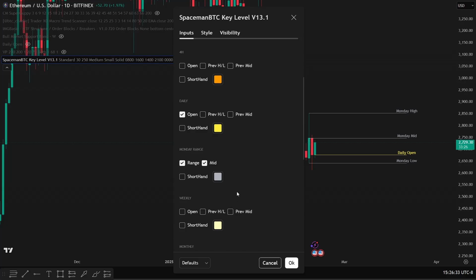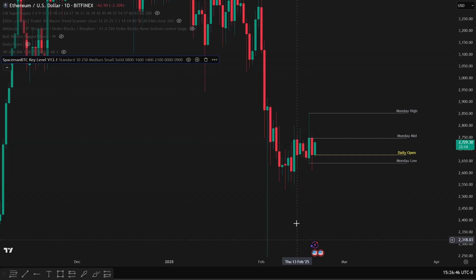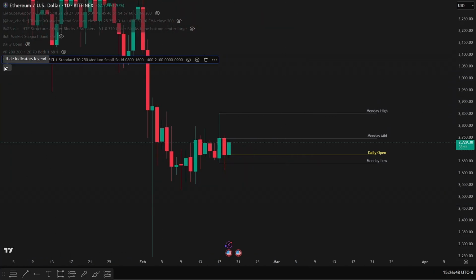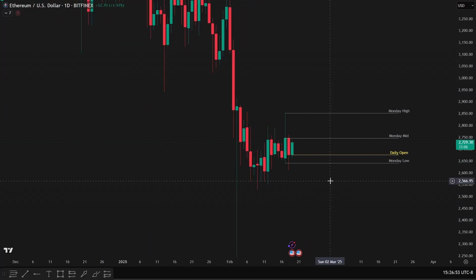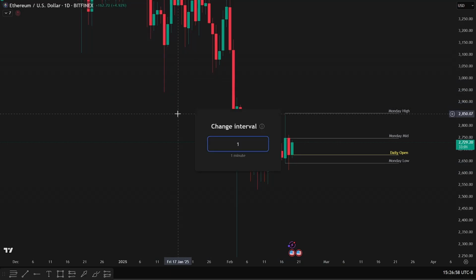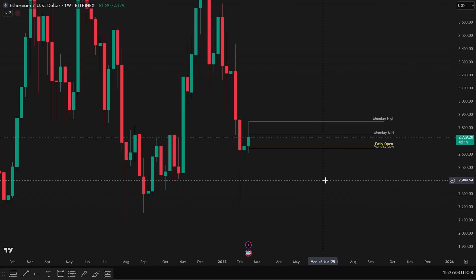So how I use this is that I click on the daily open and Monday's range and the mid, right? So if you've got those clicked, click OK. You can make this disappear up here, and now we have Monday's range, right? So we're on the daily chart right now. If we go to the weekly, we'll start there, and you can see that this is this week so far, starting from Monday.